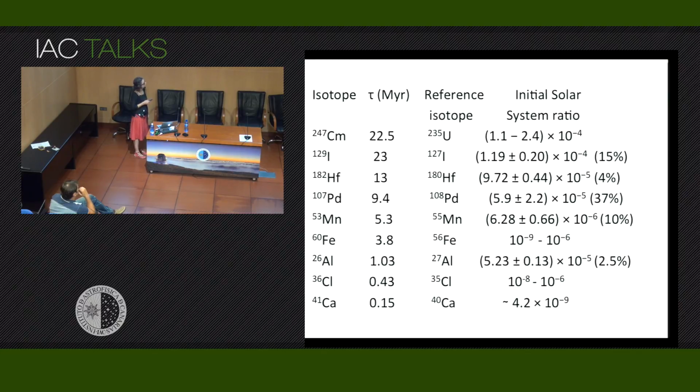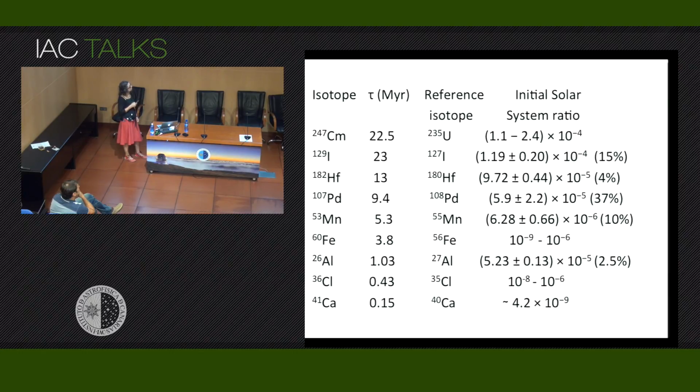The early solar system abundance is always reported with respect to a stable nucleus, so this is always the ratio of 26/27. It is given with an uncertainty of 2.5%. It is extremely well studied. It was the first to be discovered in the 70s. And so this is giving me a really strong constraint. There's other nuclei that are as well known, for example, this manganese 53, which is now within 10%.